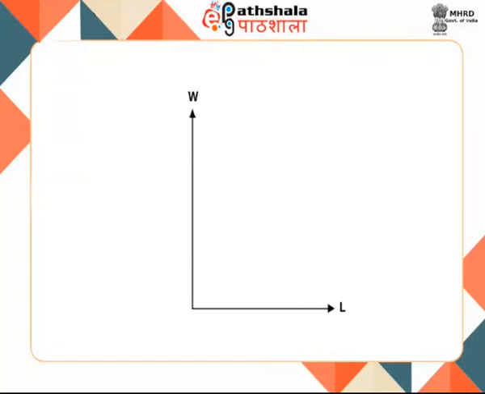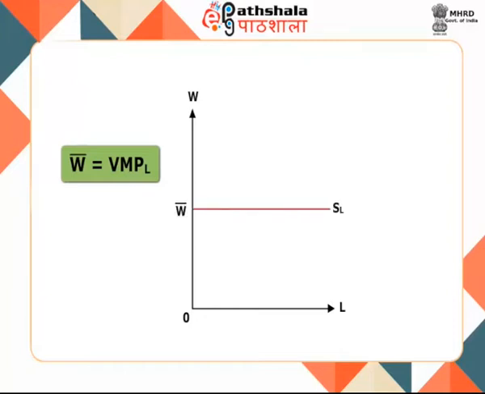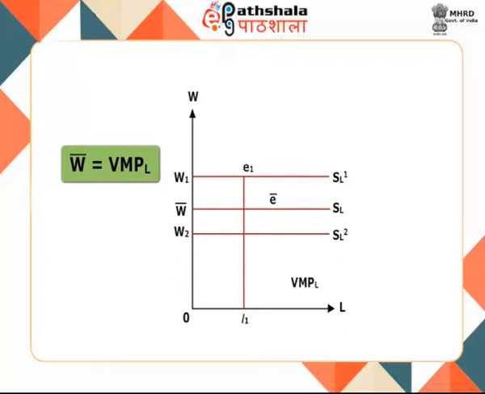Thus, we can say that a profit maximizing firm will hire units of variable factor input until the point is reached at which the value of marginal product of the input is exactly equal to its price. For a given wage rate or supply of labor, the competitive firm determines the quantity of labor demand by equating the VMPL to the wage rate. When the wage rate is OW1, the firm will hire OL1 units of labor to equate the VMPL to the given wage rate at point E1. Similarly, if the wage rate falls to OW2, the firm will employ OL2 units of labor at the new equilibrium point.